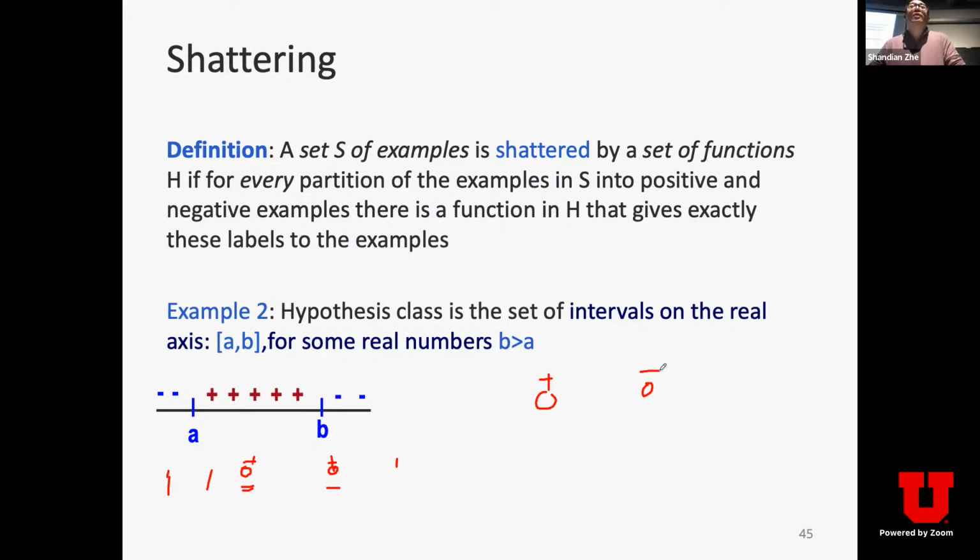How can we correctly classify them with an interval? Where are you gonna put A and B? Yeah, it's fairly easy to find. I can just pick A here and pick B in between. So then I can correctly classify this labeling scheme. So the remaining case will be, okay, the left point is labeled as negative and the right point is labeled as positive. Then how are we gonna choose an interval classifier?